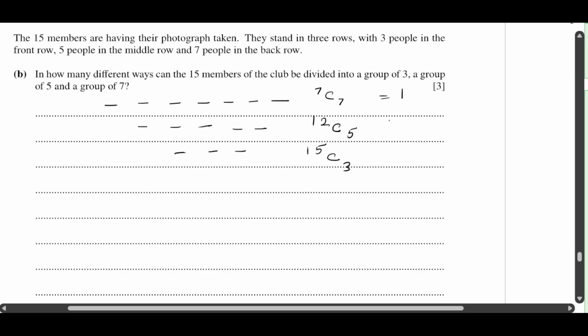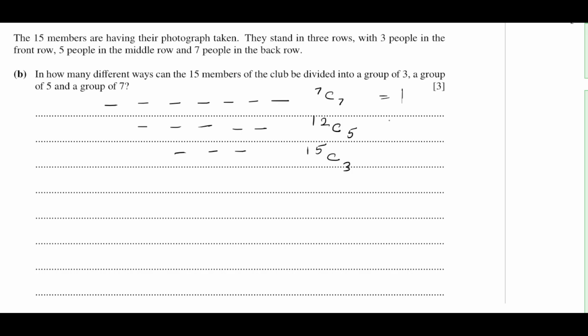12C5 is 792. So the second value is 792, and 15C3 is 455. Total, if I see, 455 plus 792 plus 1 is 1248.